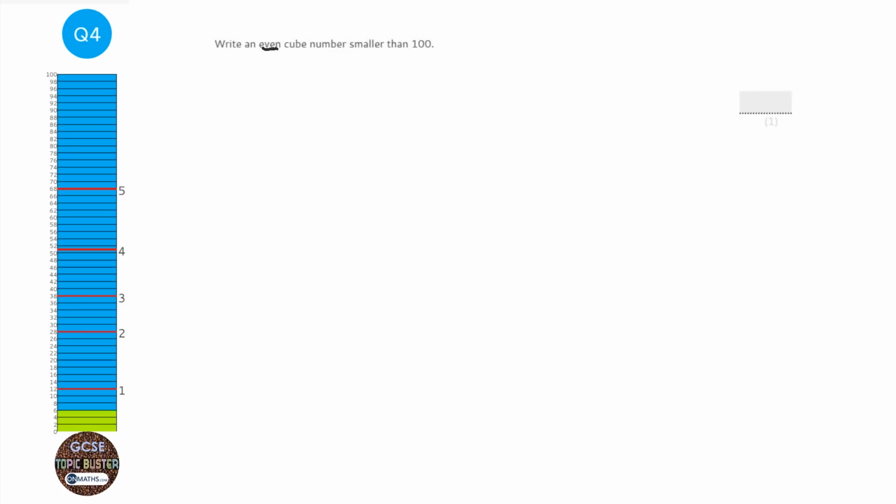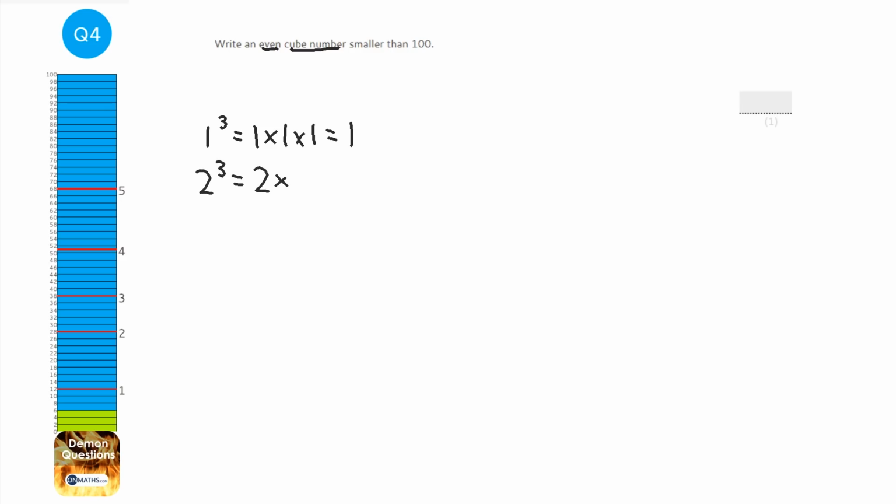It asks for an even cube number. So the cube numbers are 1 cubed, which is 1 times 1 times 1, which is 1. The problem is that is an odd number, so let's try 2 cubed. Now 2 cubed is 2 times 2 times 2. 2 times 2 is 4, times 2 is 8. So 8 is an even cube number. Now you could have also had 64, which is 4 cubed. 6 cubed is above 100, so that would not count. So 8 or 64 are the correct answers.